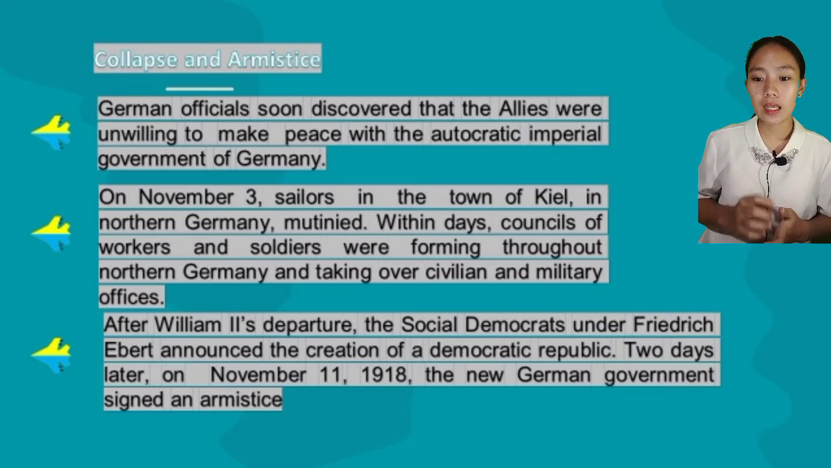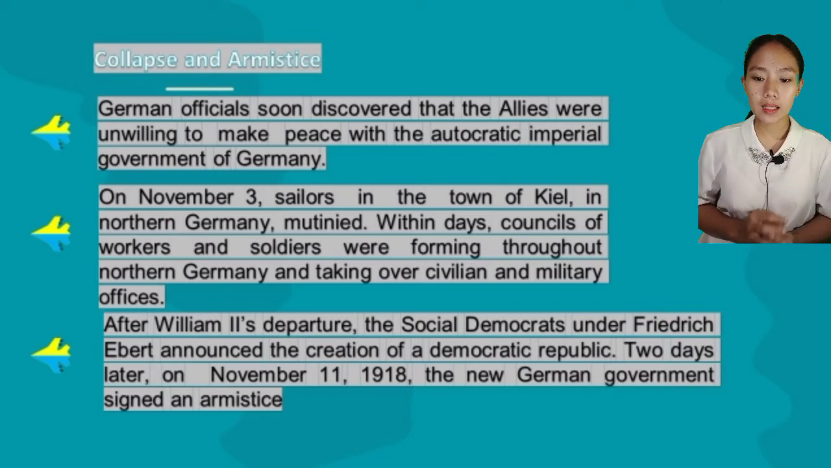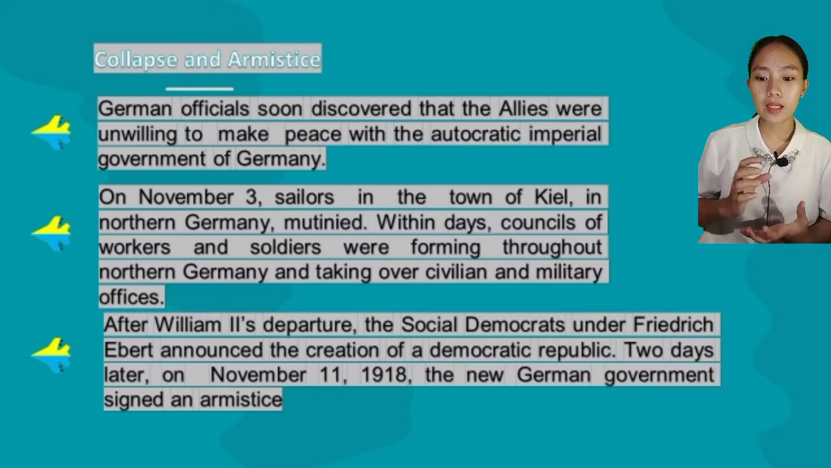William II gave in to the public pressure and left the country on November 9. After William II's departure, the Social Democrats under Friedrich Ebert announced the creation of the Democratic Republic. Two days later, on November 11, 1918, a new German government signed an armistice. An armistice is a truce, or an agreement to end the fighting.